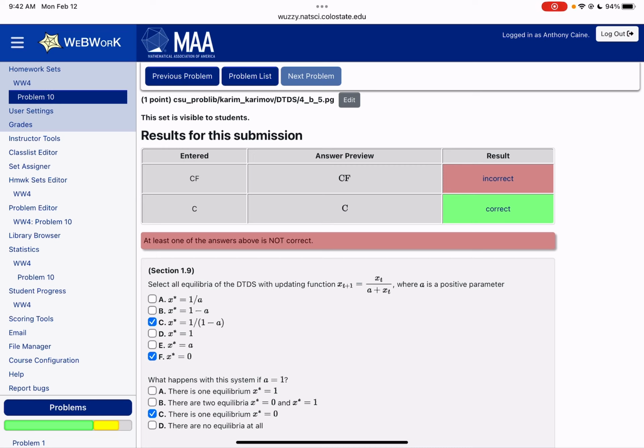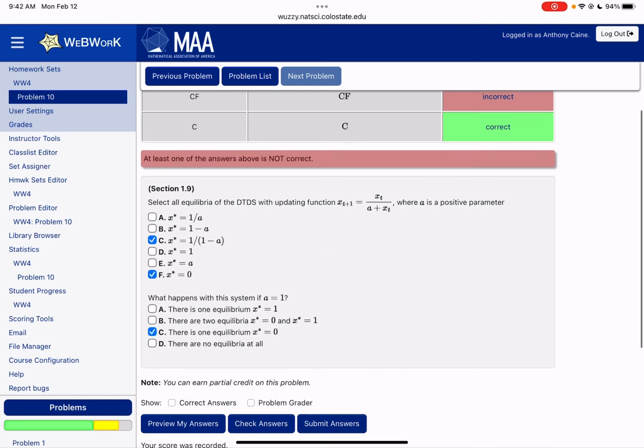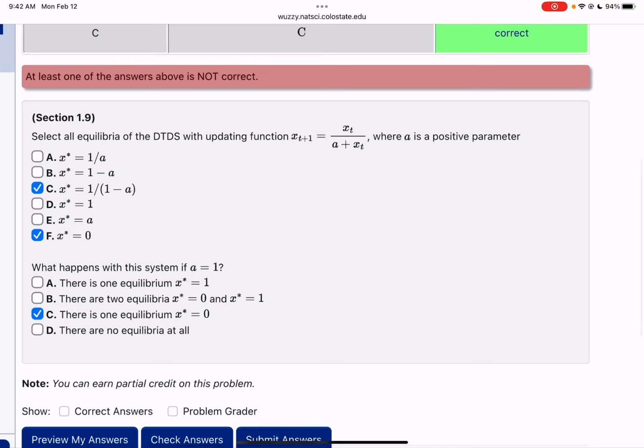What happened here? Did I select all the equilibrium values where a is a positive parameter? Okay, I thought I did that. All right. Damn, I wish I hadn't deleted that. I mean, I know it's in my recently deleted, but let's just run through this again together.